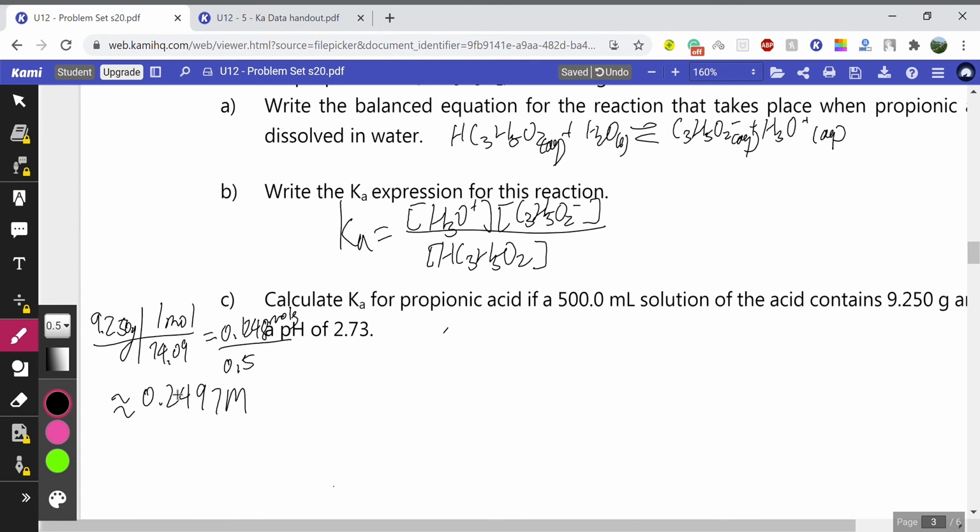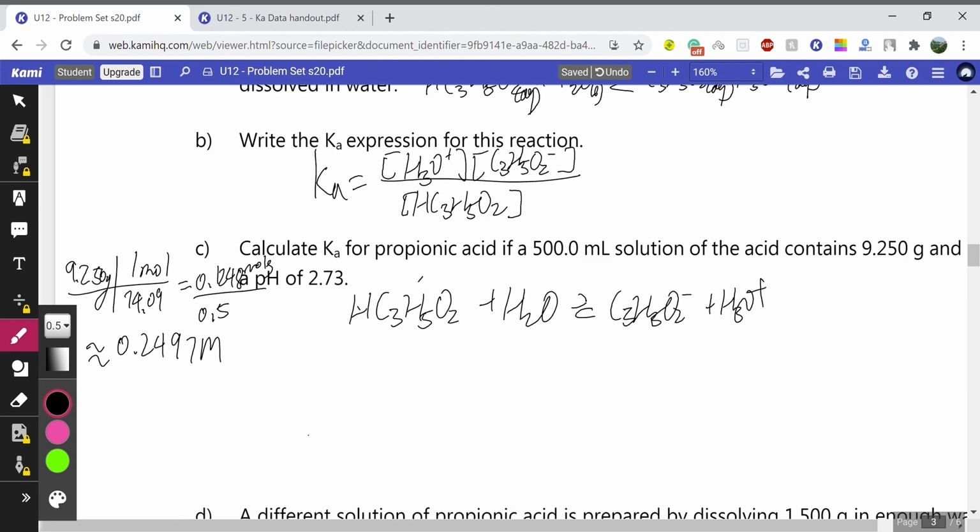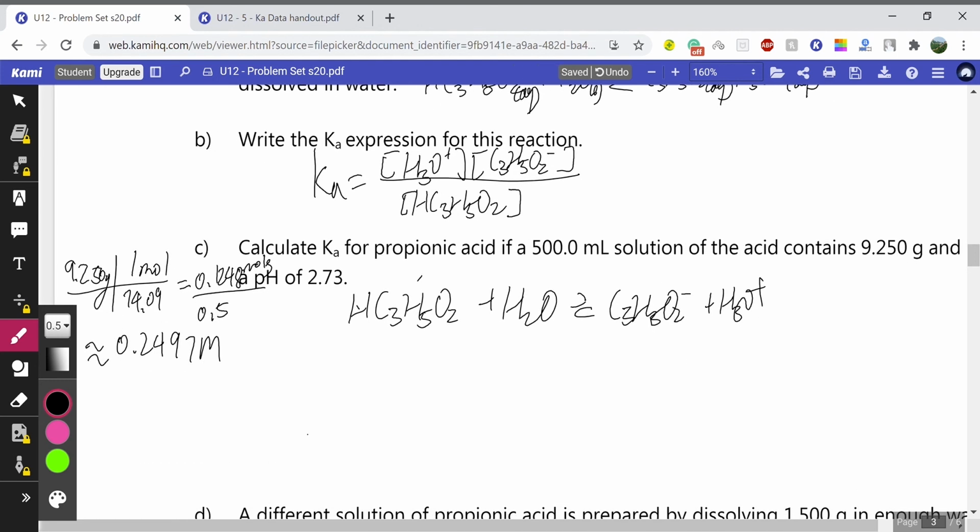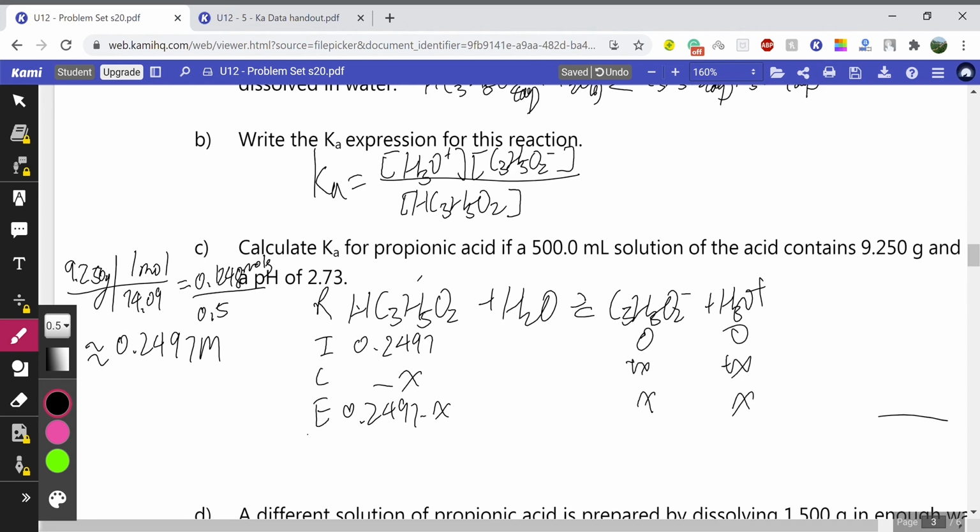Okay, now with that we can write our RICE chart. HC3H5O2 plus H2O forms equilibrium with C3H5O2 minus plus H3O plus. Down here, we start off with 0.2497 minus x. I'll just write the rest real quick. It's going to be 0, 0, plus x, so it'll be x and x.